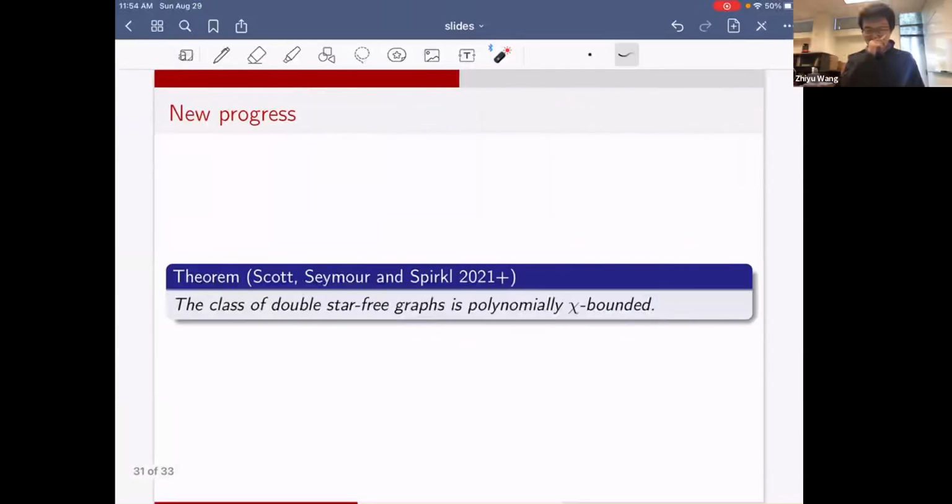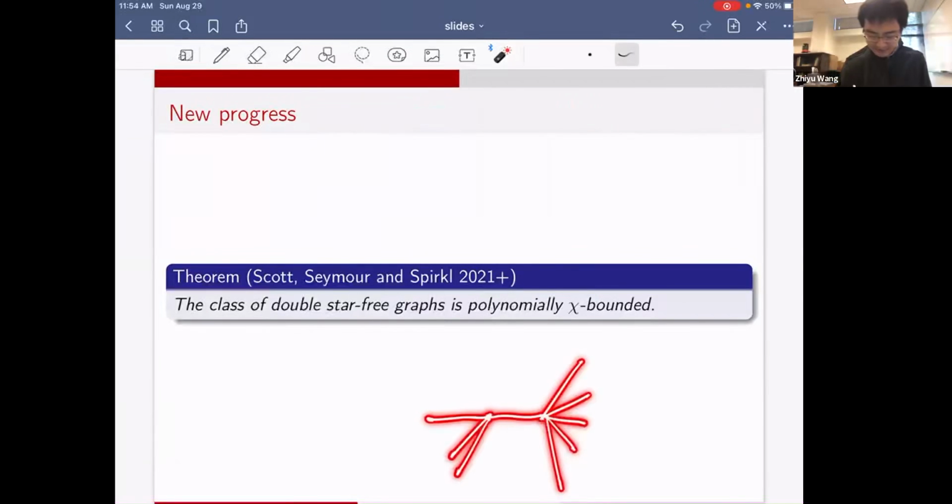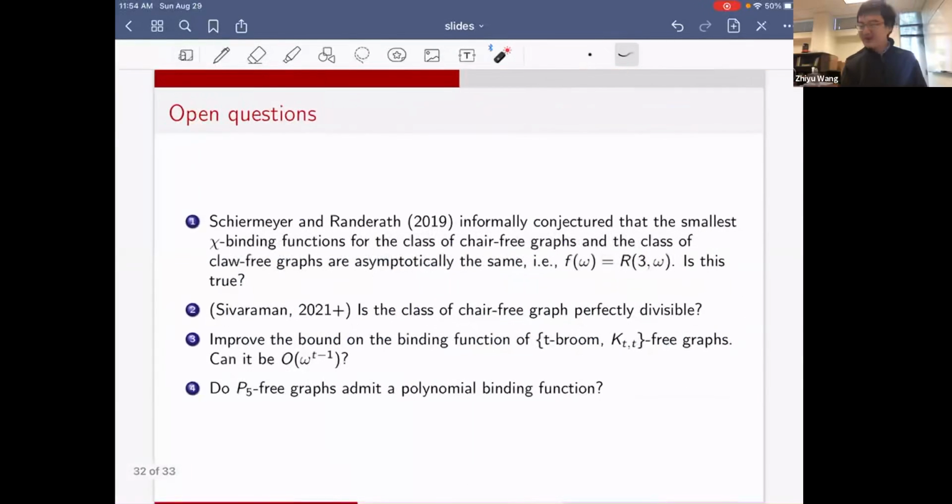After the manuscript came out, there was new progress by Scott, Seymour, and Spirkl. They proved that if, instead of having one leaf here, I look at a double star, then it is also polynomially chi-bounded. So basically all trees with diameter 3 are polynomially chi-bounded. Anything beyond will be quite hard, which is P5. It has diameter 4, and we don't know whether it is polynomially chi-bounded. Actually, the Gyárfás conjecture is also open for P5.